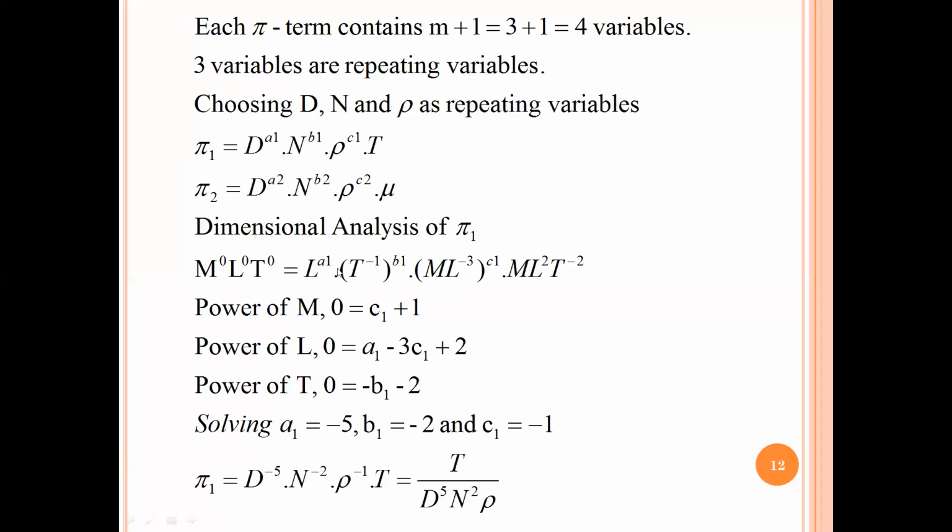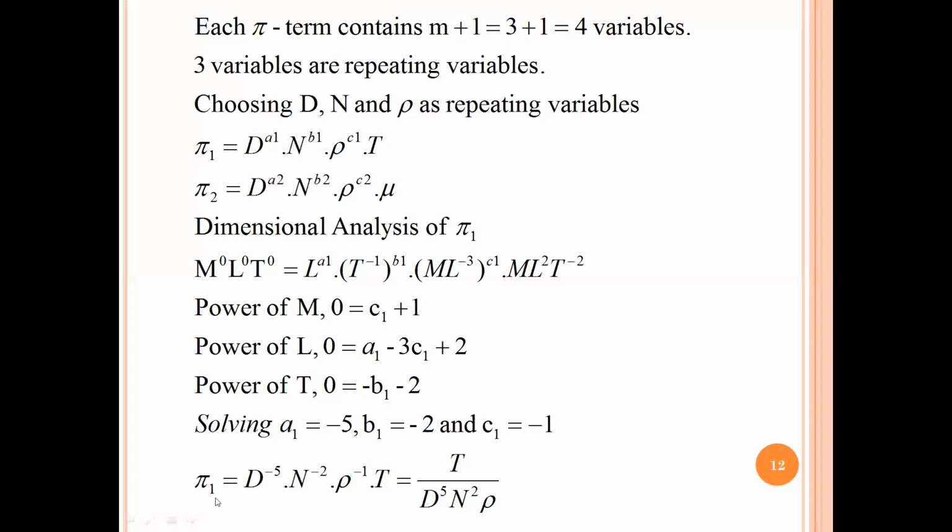The same procedure of Rayleigh is followed now. Power of M: 0 is equal to C1 plus 1, since only rho has M. Power of L: 0 is equal to A1 minus 3 C1 plus 2. Power of T: 0 is equal to minus B1 minus 2. Using these simultaneous equations, I can get the values of A1, B1, and C1. Here I've got A1 equal to minus 5, B1 equal to minus 2, and C1 equal to minus 1.